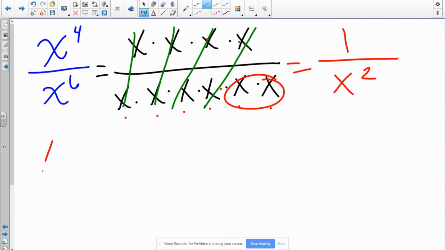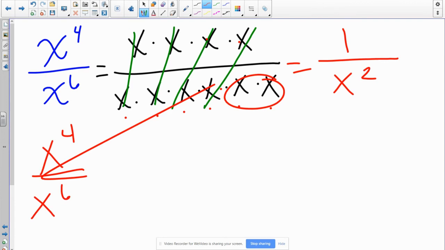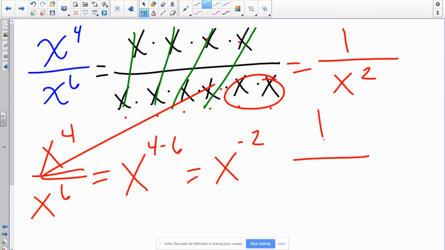The other way to look at something like this, and you get to decide which way is easiest for you, is to think about subtraction, like we've been doing. If I have 4 and I take away 6, because when we're dividing, we subtract the exponents, that is x to the negative 2nd. And you just did this in Learning Target 1: when you have negative exponents, what do you do with them? You put a 1 on the top in the numerator, and this becomes positive, but in the denominator.